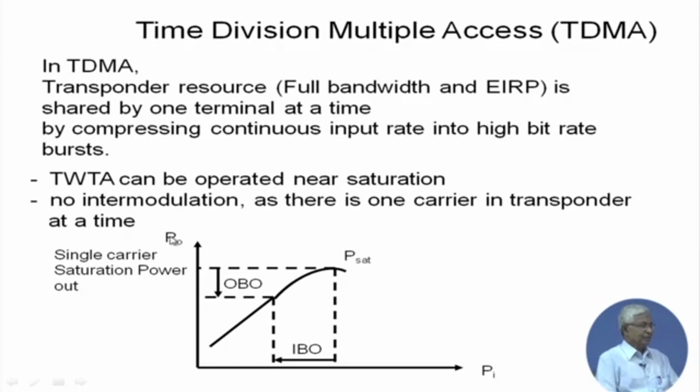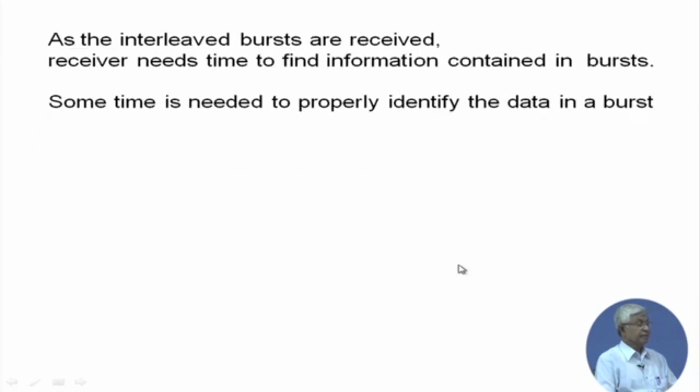In TDMA, since a single carrier is given to a single user, the user is given the full resource of the transponder, that is, in terms of bandwidth and power. You can operate in the saturating region, and therefore at the maximum power, whereas in case of FDMA you have to operate in the linear region because multiple carriers are there, and in the nonlinear region that will generate spurious. So that is one of the biggest advantages of TDMA.